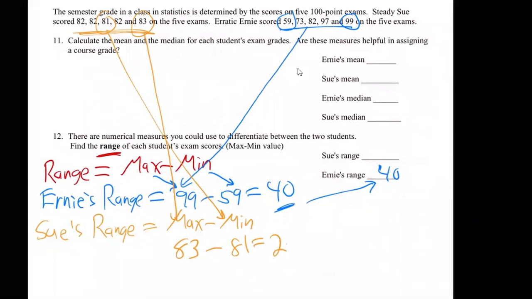So Sue's range is only 2. So that means Sue only varies by 2 points. That's why she's called Steady Sue, right? Because her scores are almost always the same. She hardly varies at all. She only changed by 2 points. Whereas Ernie, he changed by 40 points. That makes sense?